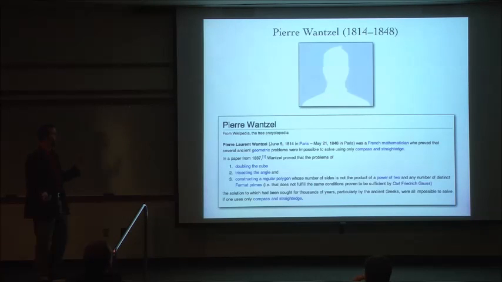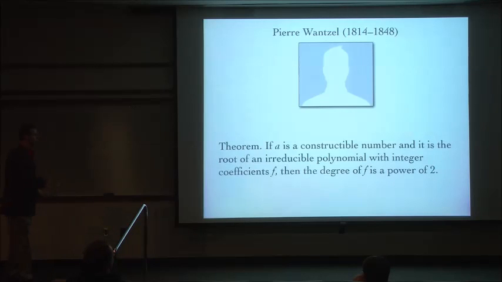Okay, so let's see, what exactly did Pierre Wantzel do? So remember, we're in the land of algebra now. And so our solution is going to be algebraic. And so here's his theorem. And so now we've moved on quite a bit beyond Descartes. So what Pierre Wantzel proved was that if A is a constructible number and it's the root of some irreducible polynomial with integer coefficients, then the degree of that polynomial must be a power of 2. All right, so we're just thinking about an ordinary polynomial, what you would see in a pre-calc class or a calculus class.